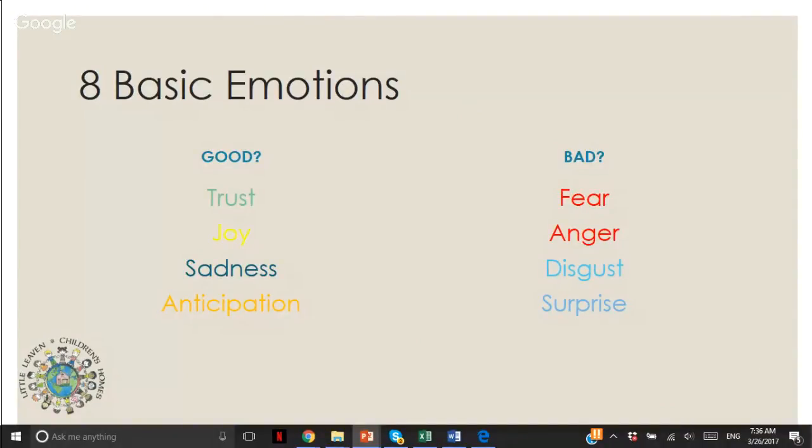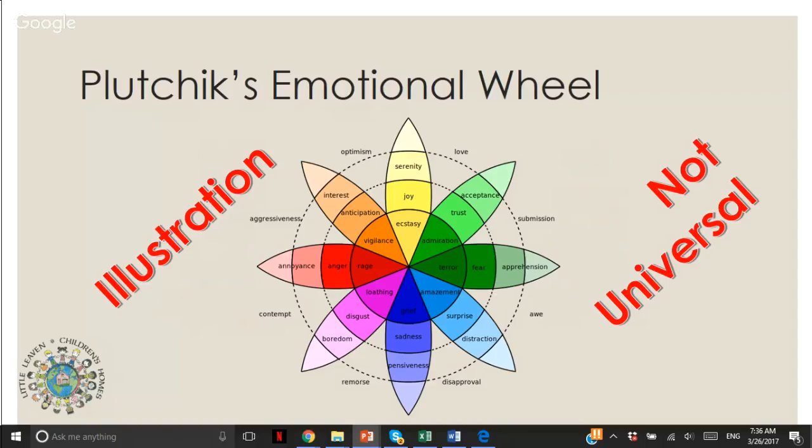There's nothing wrong with having these emotions. These emotions are normal, and it's just a matter of what you are going to do with the emotions that you feel. So we're going to go on. So we talked about those 8 basic emotions.